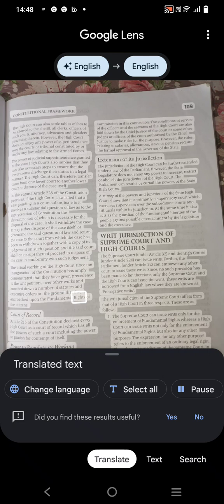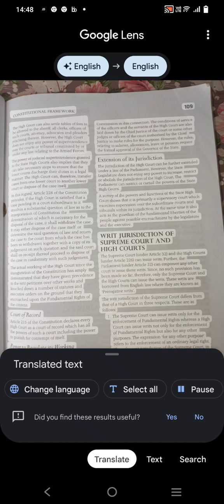fundamental rights. Court of record. Article 215 of the Constitution declares every high court as a court of record which has all the powers of such a court, including the power to punish for contempt of itself and the power to regulate its working.